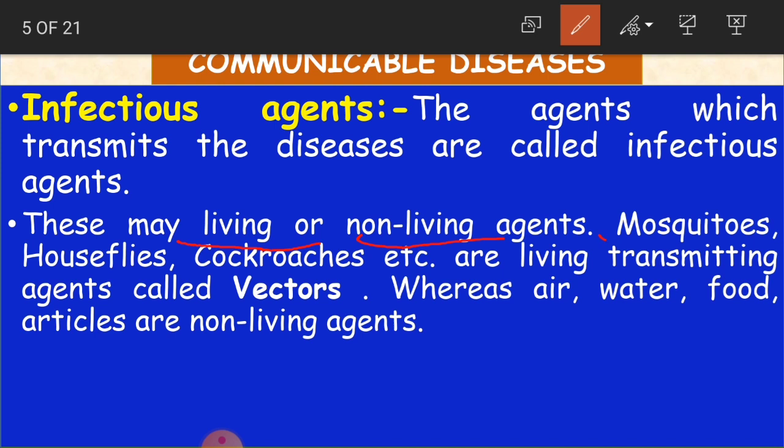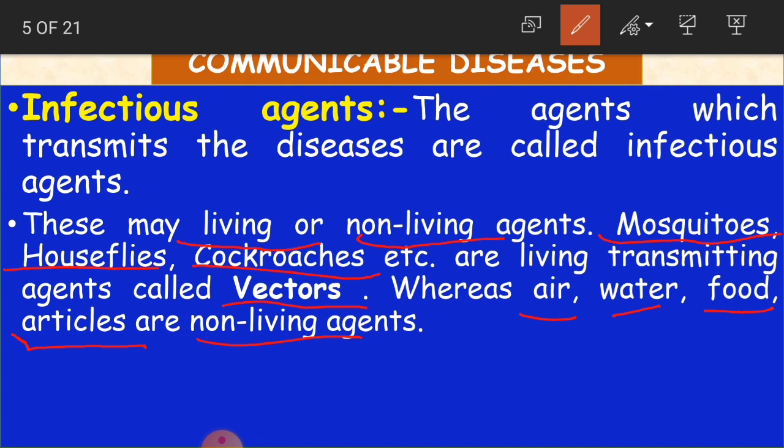For example, mosquitoes, houseflies, cockroaches, such types of organisms are living organisms, no? And because they are living organisms, they are called vectors, that is, living transmitting agents. Whereas air, water, food and food articles are non-living agents. Even through air, water, and food we get some diseases. You know that, children? So these are called non-living agents.